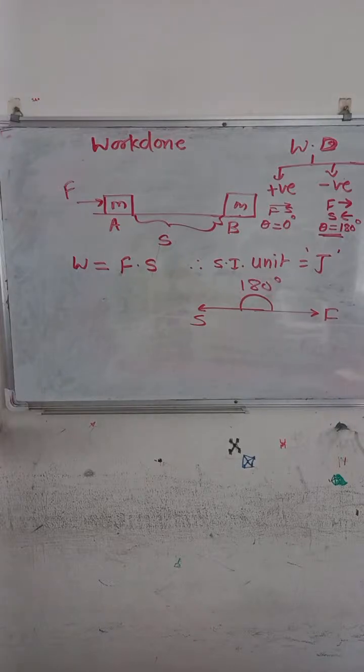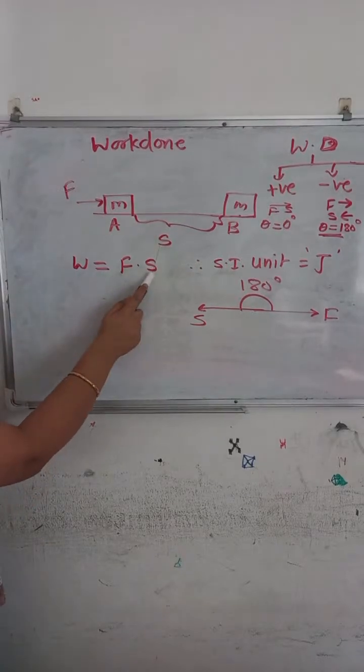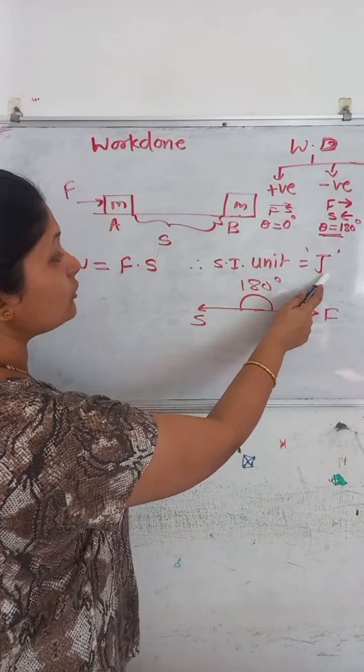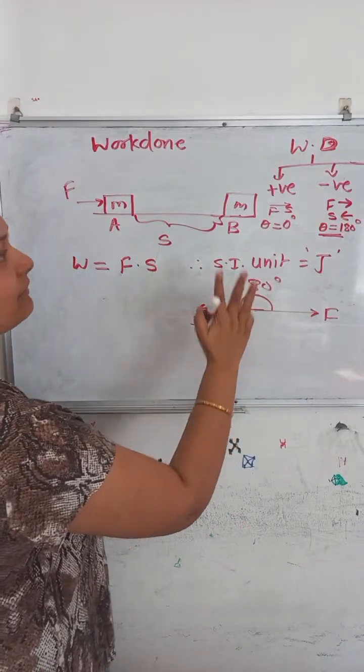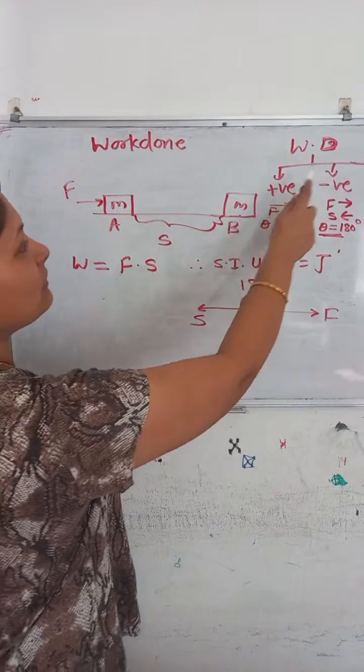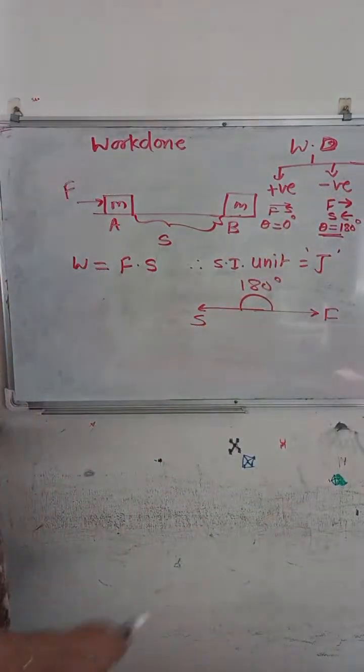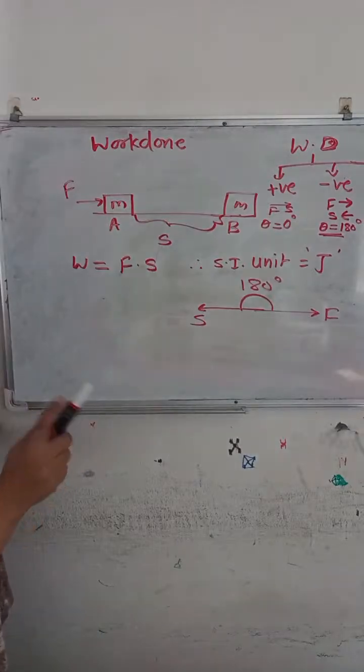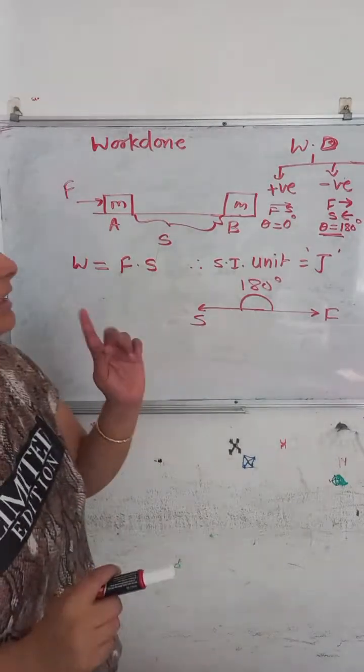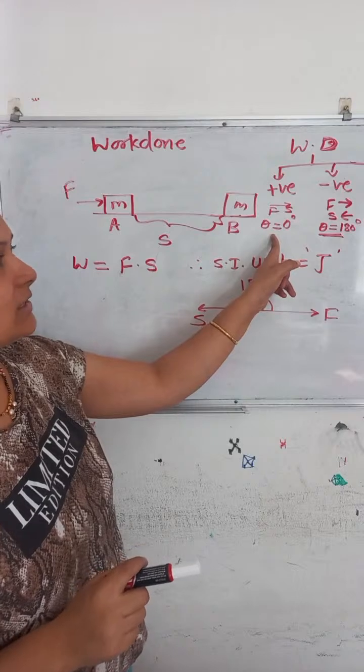So what we learn from this board, the conclusion I wrote there: work done by an object is defined as the product of the magnitude of force and displacement, given by F into S. Its SI unit is joule. We have three types of work done: positive, negative and zero. In positive work done, the applied force and the motion of the body are in the same direction, and theta is 0.